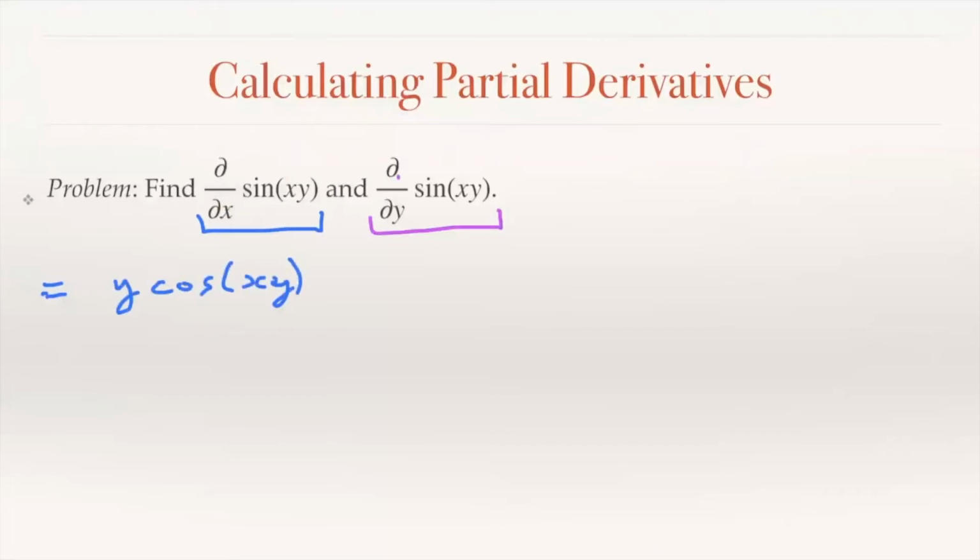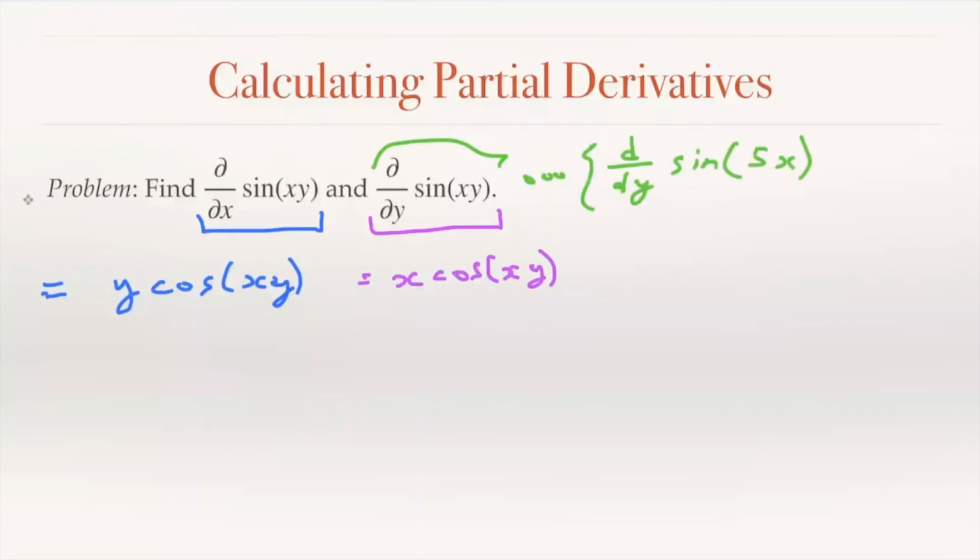And similarly here, del y of this, that means that we are holding x constant. Once again, imagine it like sine of 5y, and we're taking d dy of that. That means that we pull out the x, and that is x times cosine of xy. So again, for this part, imagine it like d dy of sine of 5x. That would be 5 times cosine of 5x, since we replaced the x part with the constant, and that's what this is.